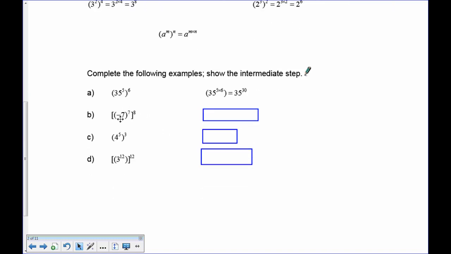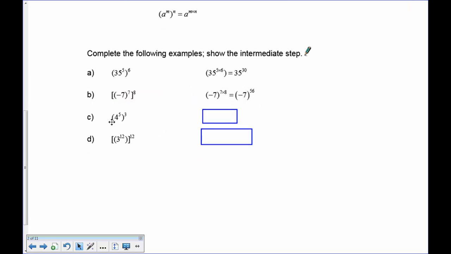A little bit trickier. We have a -7 as our base, and it's raised to the power of 7, and there's our 8. So 7 times 8 is 56, so keeping the brackets around your -7, because that's the base there, you just multiply the 7 and the 8, and that will give you 56. 4 to the 5 to the power of 3 means 5 times 3. That gives you 4 to the 15.